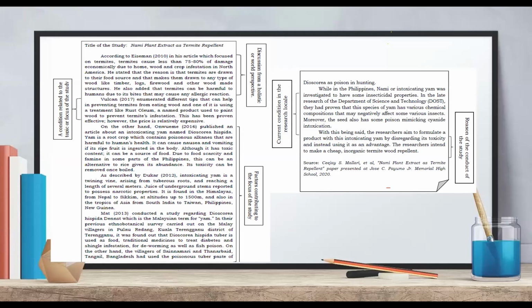So more or less, your second, third to fifth paragraphs are the factors contributing to the focus of the study. Here it will be stated what the treatments are that can prevent termites. So more or less three paragraphs for this one. The first paragraph would be the general idea.